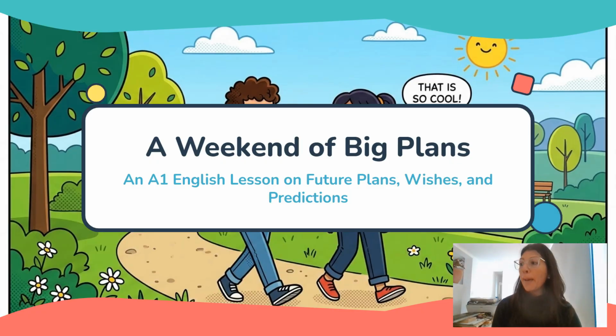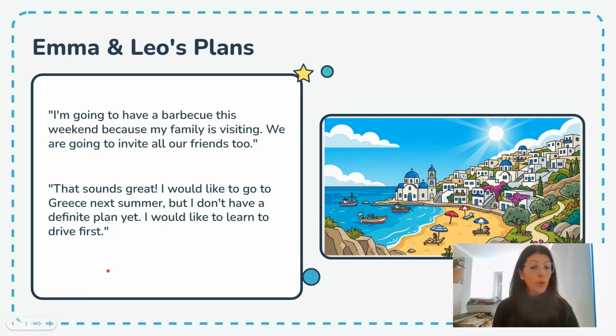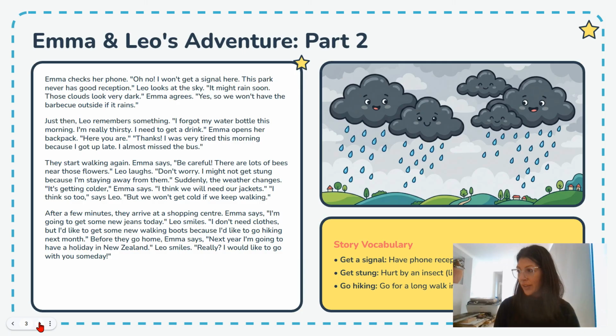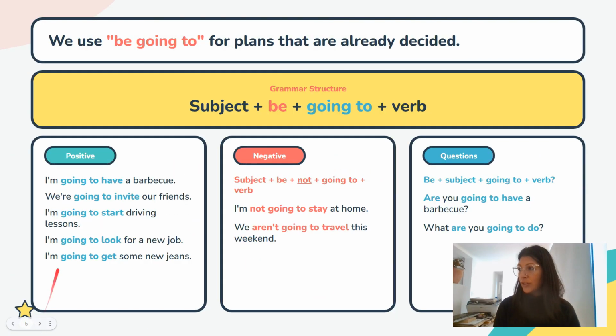In this case, plans about the weekend, next weekend. So, you have read in the previous activity about Emma's and Leo's plans for the weekend. What do you remember? They have a lot of plans for the weekend. So, within the reading, we have different types of plans for the future.